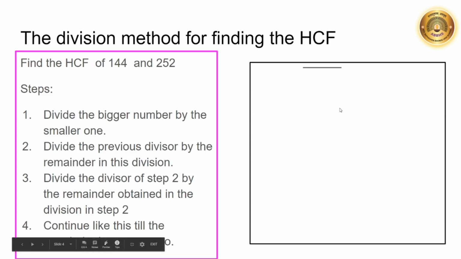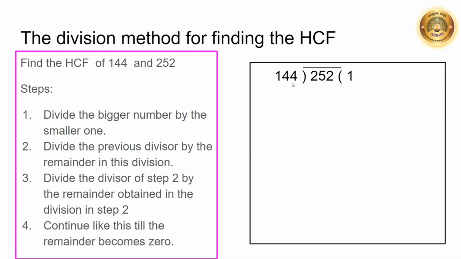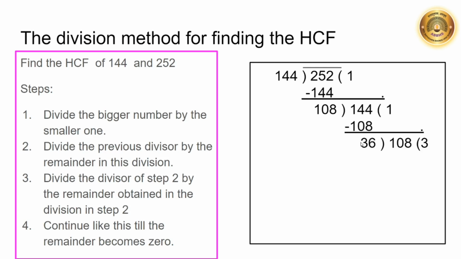Let's see. First, divide the bigger number by the smaller number. In this case, 252 by 144. It goes one time. So when you subtract, you get 108. Now, you have to divide the previous divisor, that is 144, by the remainder that you got. So 144 divided by 108. It goes again one time. After subtraction you get 36.